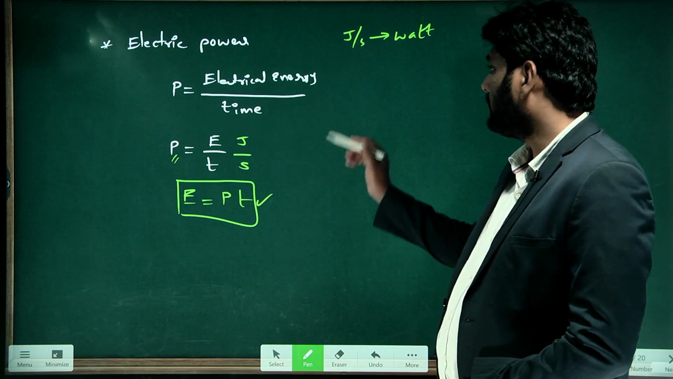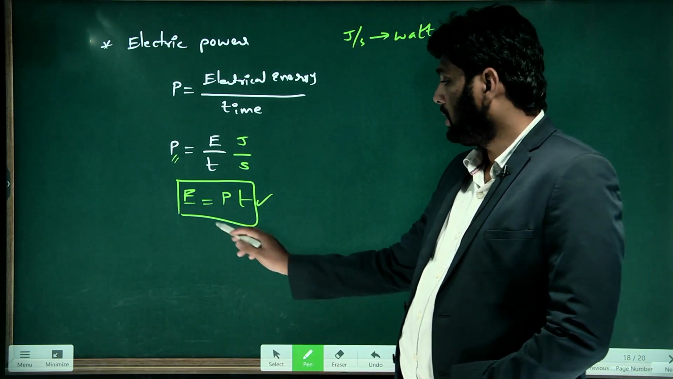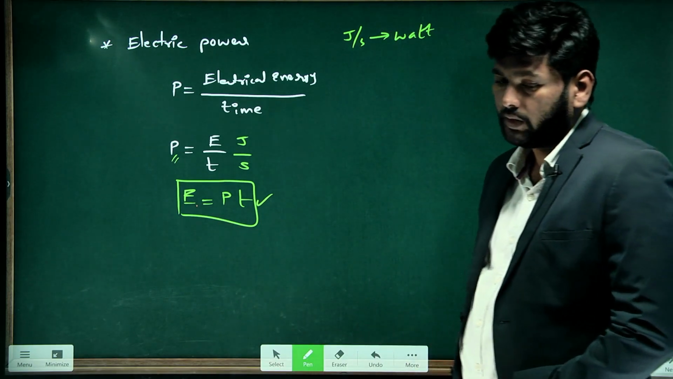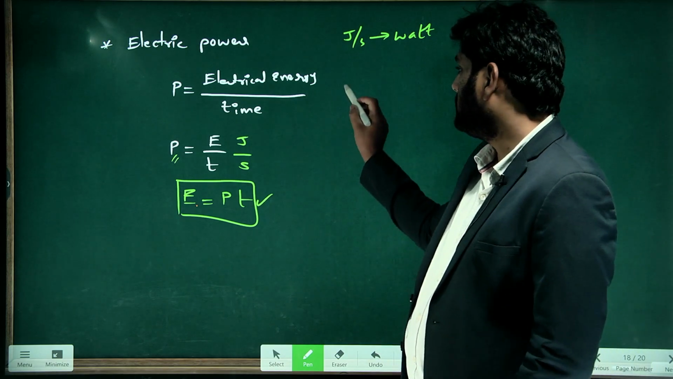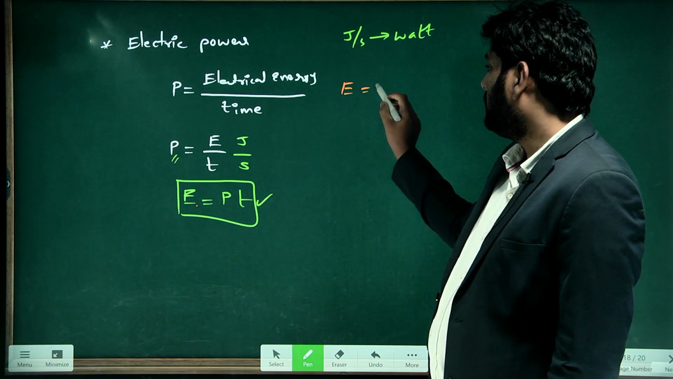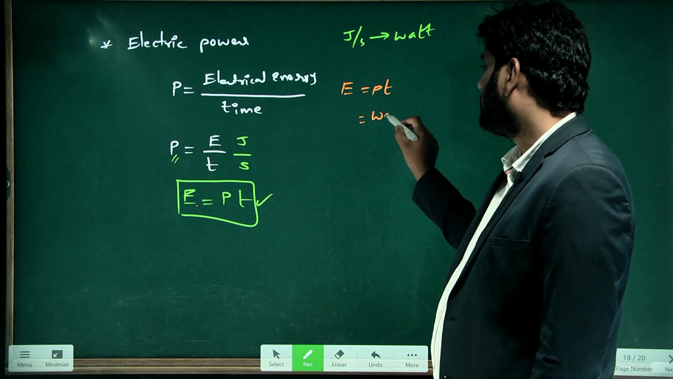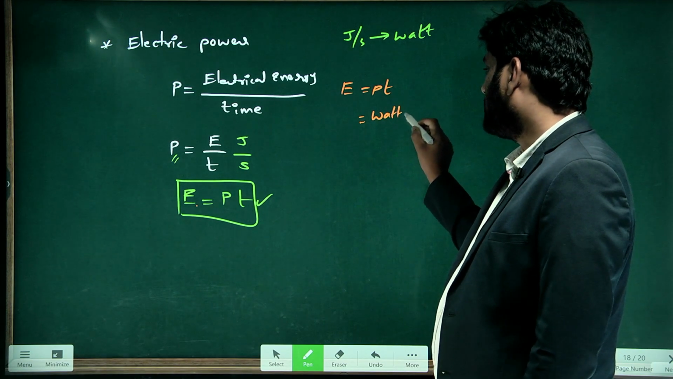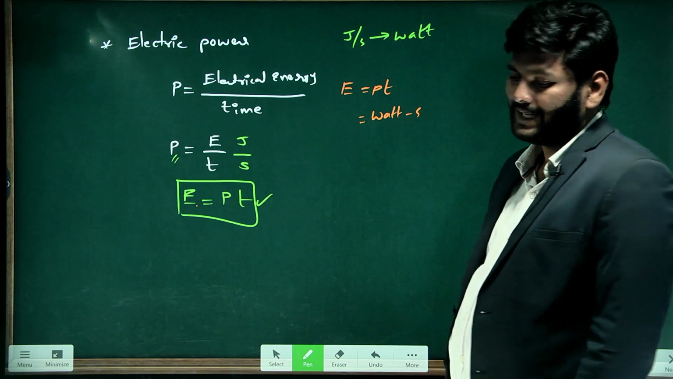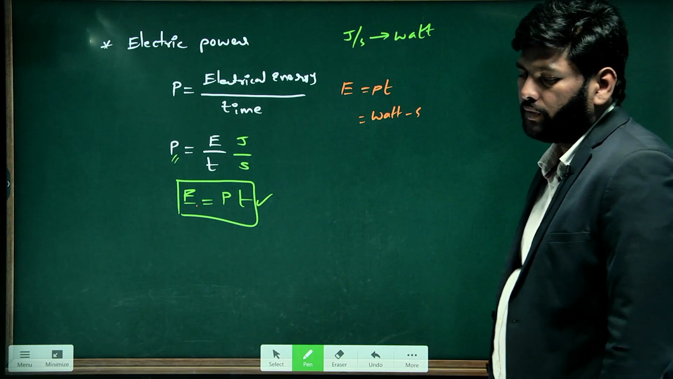Generally, the SI unit for energy is joule. But by using this formula, we can give other units for energy. That is, electrical energy can be written as power into time. Power units are watt and time units are second, so watt second is also a unit for energy.